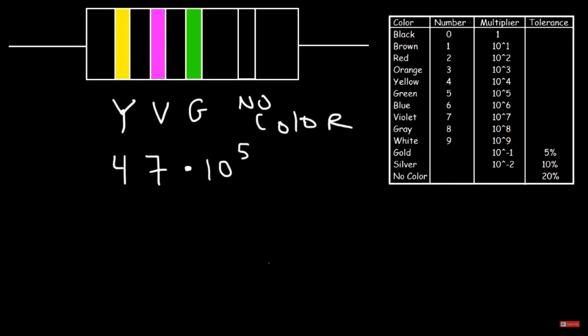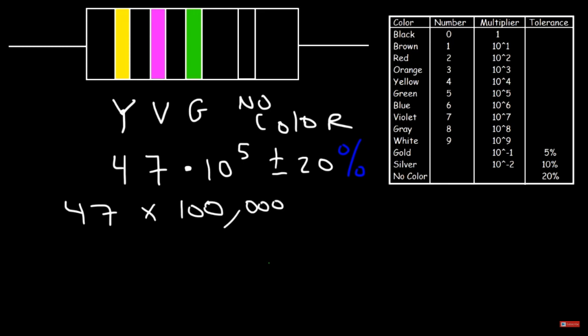And the last one is for the tolerance level. For no color, the tolerance is very high. It's 20%. That is plus or minus 20%. But let's deal with the percentage later. What's 47 times 10 to the 5? 10 to the 5 is basically 100,000. It's a 1 with 5 zeros. And if you multiply 47 by 100,000, that's going to be 4.7 million.